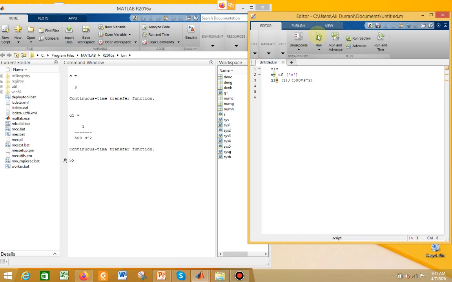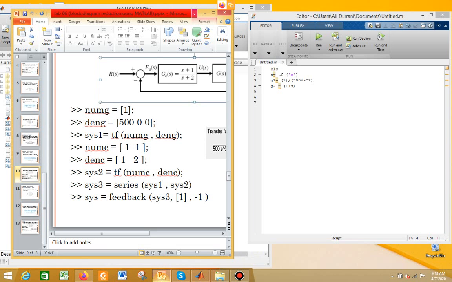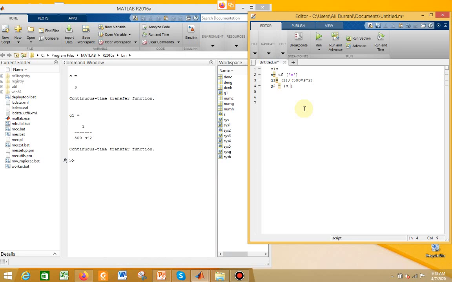So it can be done this way, Azan. If you want to define it, first of all you have to define the s as tf s, the way we did for the first order system last time. Then in G1 you define 1 divided by 500 s squared, and then you can define G2 is equal to 1 plus S and S plus 1 and S plus 2. Sorry. So this is S plus 1 divided by S plus 2. And then you can write G is equal to series of G1 and G2.